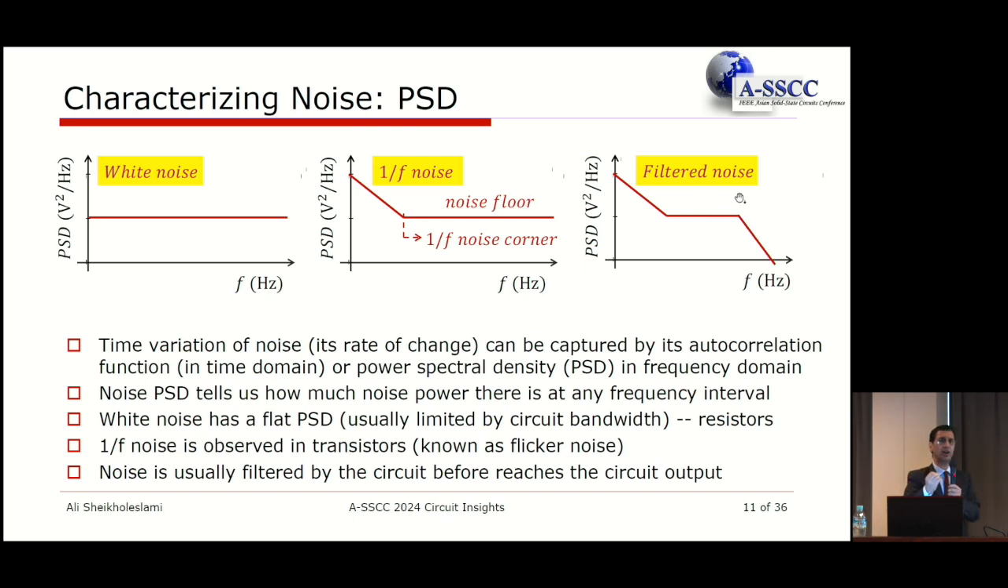So this is the concept of, again, these are all noise, but in one case we're showing you the noise of a resistor on its own, and that looks flat. In the second one, we showed the noise of another device, which is a transistor, and it has this characteristic.